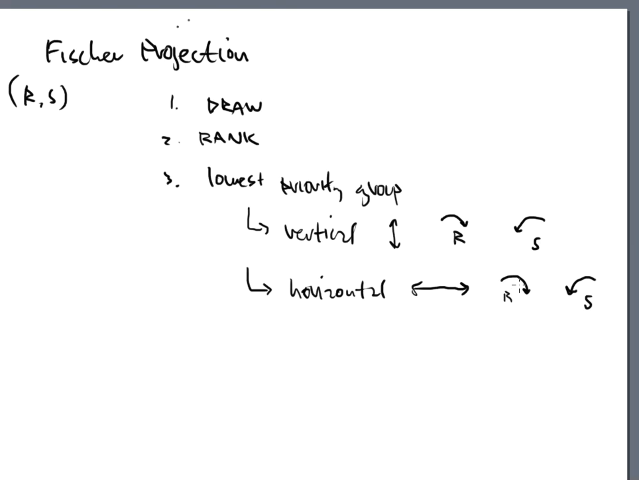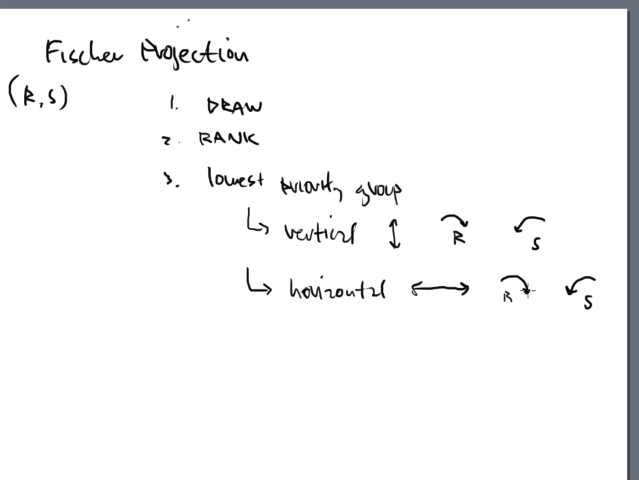So the easiest thing for me to tell you to do here, look at your Fischer projections. Find your lowest priority group. If it's up and down, then there's no changes. You do what you've always done. Call it a day. If it's horizontal, though, do what you've always done. Look at your ranking. Draw your arrow. Look at clockwise. Look at counterclockwise. And when you determine what it would normally be, just pick the other answer because it's backward.